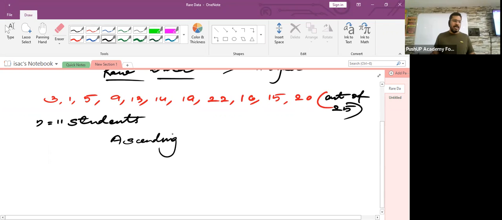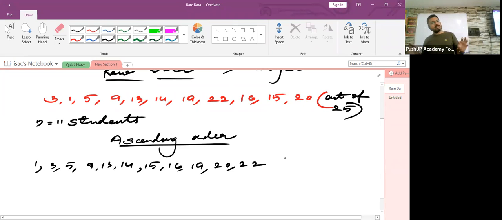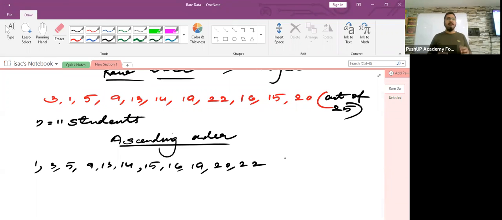Fine. So I'm going to arrange these marks in the ascending order. You all know what is the meaning of ascending order. Smallest to the biggest, isn't it? So the smallest value is what? 1. Then 3, 5, 9, 13, 14, 15, 16, 19, 20 and 22. All the 11 students' marks have been mentioned here. And it is very easy for me to call out the marks now.